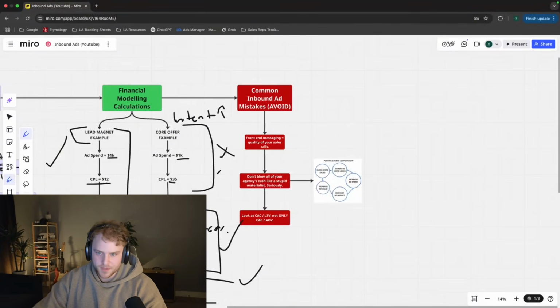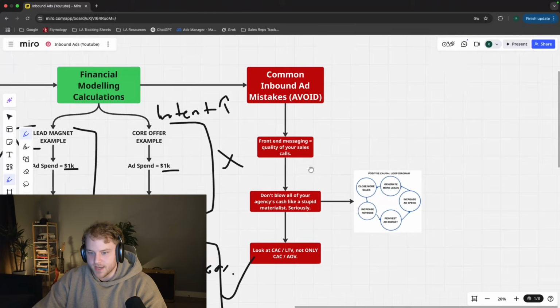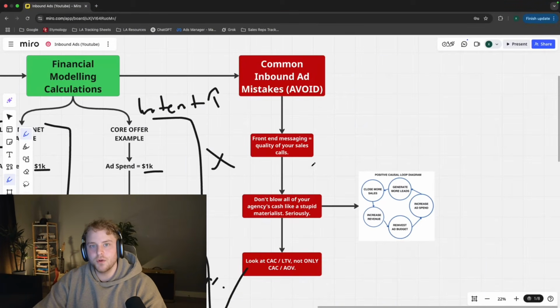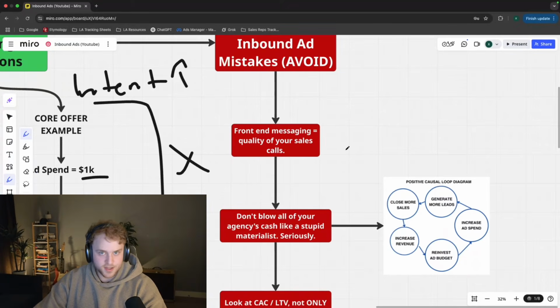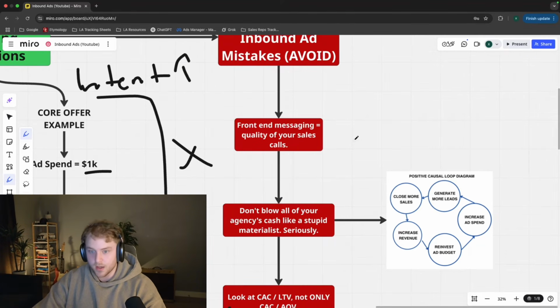Okay, our last part here. Common inbound ad mistakes. You have to know that the whole system has to be congruent. So here's an example I see people doing all the time, and I make fun of them for it because it ruins the business and they're not making money the first 2 months because they run ads. They don't know what they're doing.